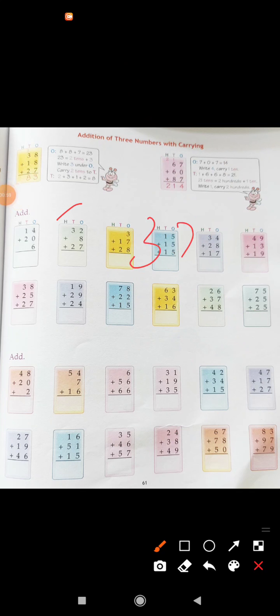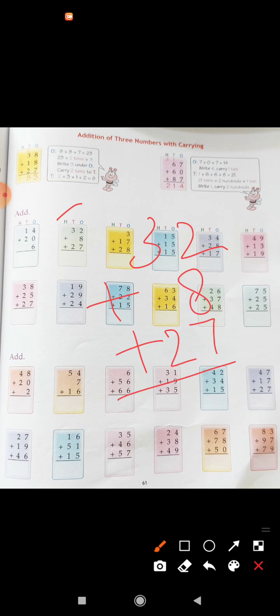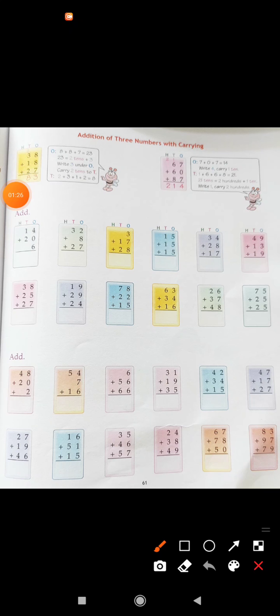Next question 32 plus 8 plus 27. This is your tens, this is ones. Add the ones. 2 plus 8 is 10. 10 plus 7 is 17. Write 7 here. 1 carry. Now add the tens. 1 plus 3 is 4. 4 plus 2 is 6. The answer is 67. And write in the space given 67. Like this you do other parts also in homework.